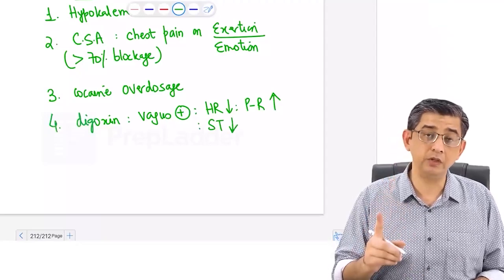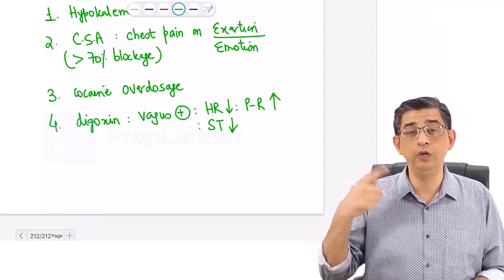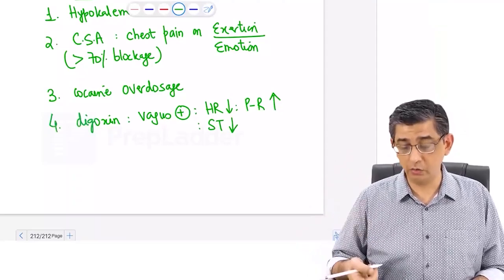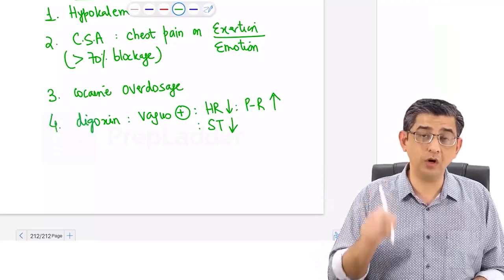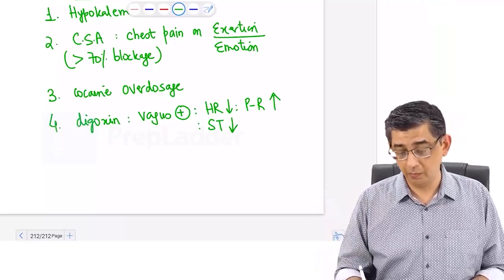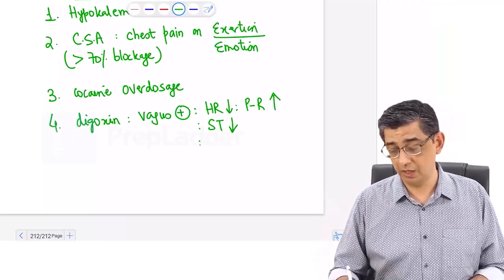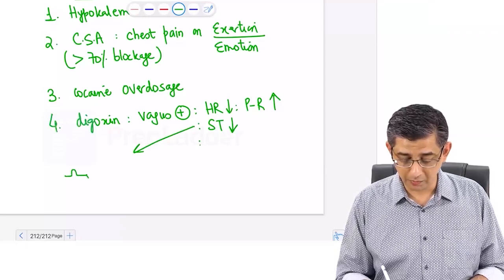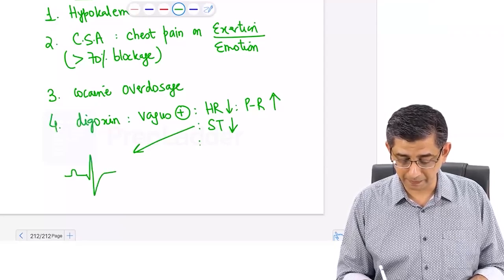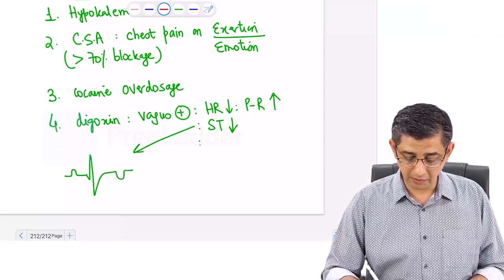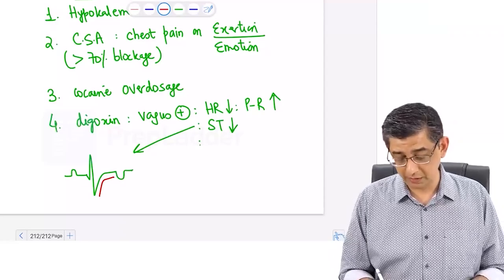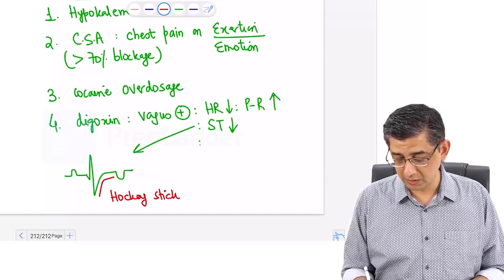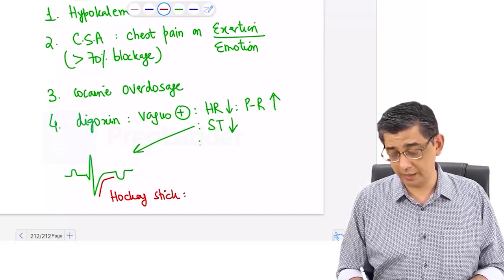So if somebody is on digoxin and is walking on a treadmill, you will not come to know whether the ST depression is due to blockages in the artery or due to digoxin per se. So anybody who is on digoxin should not be walking on a treadmill, because digoxin itself causes ST depression. And in fact, this ST depression is very characteristic. I'll just try to hand draw this before you. This ST segment depression that I have highlighted is referred to as a hockey stick sign. That is itself an MCQ, no? Hockey stick sign with respect to ECG is with respect to digoxin administration.